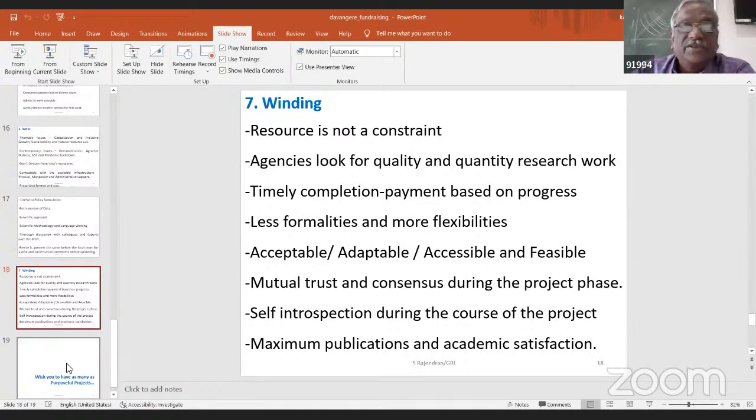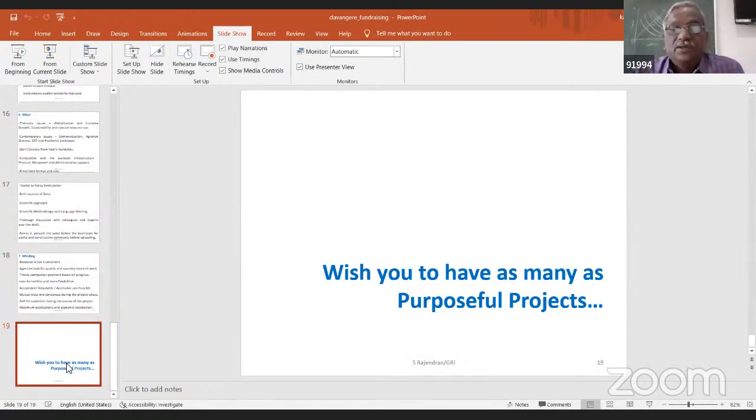And I wish all of you to have a very strong sense of aspiration to prepare as many research proposals as possible and keep them ready, so that whenever the funding agencies or organizations are seeking or advertising, you can submit and get maximum satisfaction.